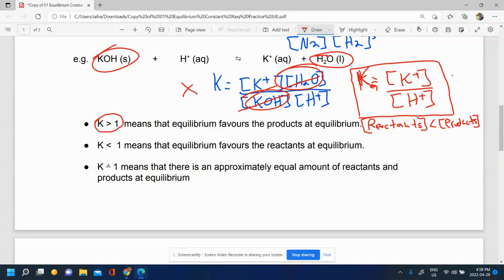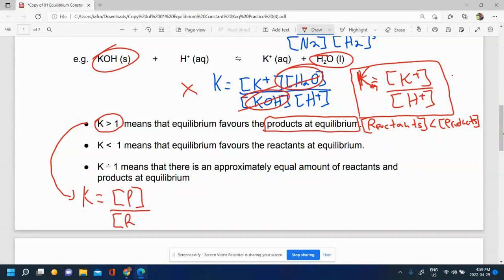It basically means my products are favored at equilibrium. And the way to think about it is, remember, the K is the concentration of products over reactants. So it only makes sense that if the K is larger than 1, that means the products are higher than the reactants. It's like having 10 over 1. I'm just making those numbers up, but that's how to look at it.